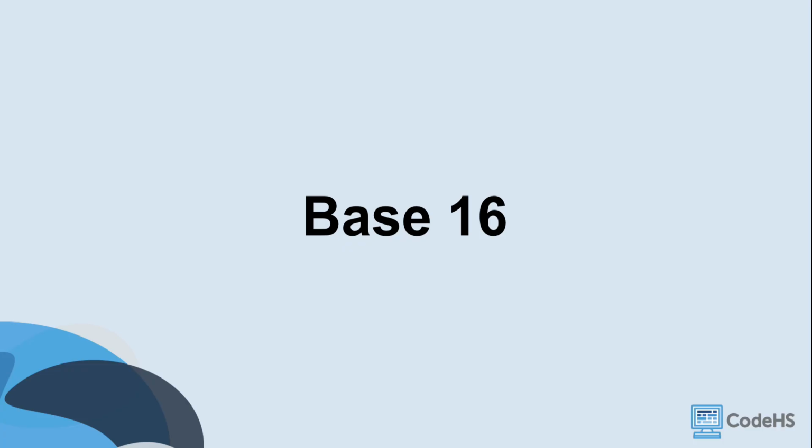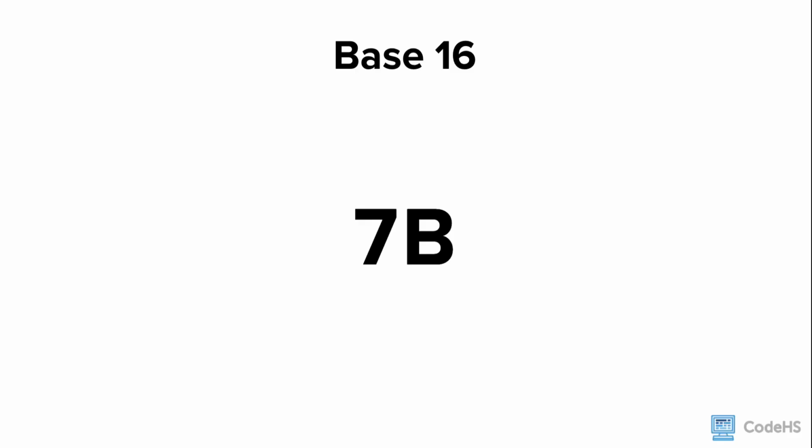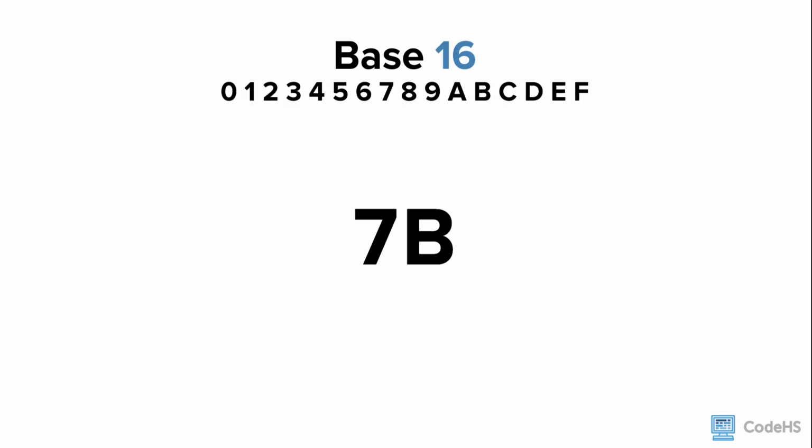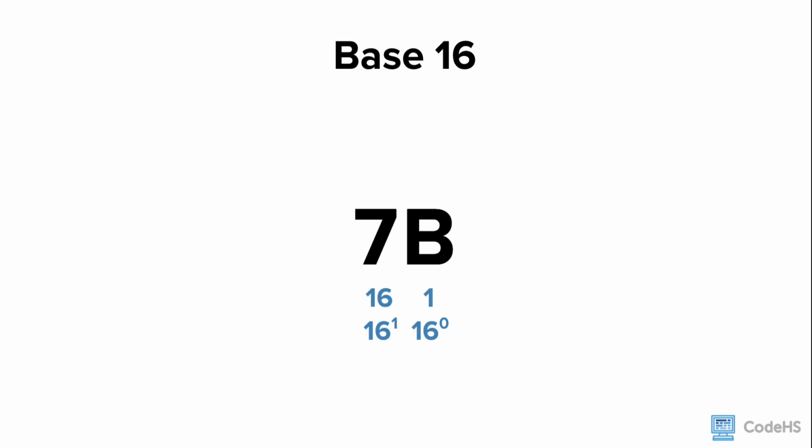There's one more base that is commonly used in computer science, base 16. This is 123 written in base 16. Base 16 follows all the same rules and patterns we've seen in our other number bases so far. Base 16, also called hexadecimal or just hex, uses 16 digits, the numbers 0 through 9, and the letters A through F. And the place values are powers of 16.